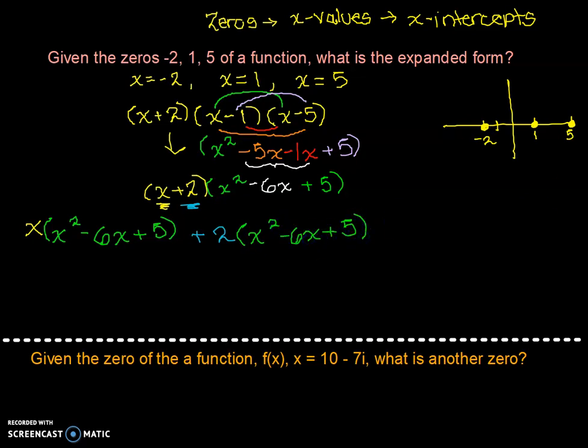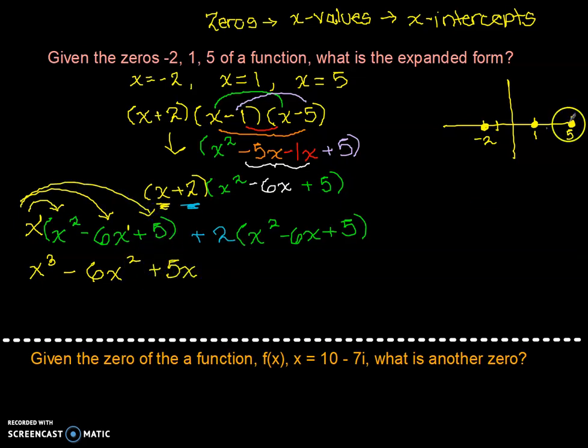Okay, so let's get started. We're going to distribute. Remember, this is x to the first power. Anytime you don't see an exponent with x, it's technically x to the first power. So x to the first power times x to the second power would give me x to the third power. When I multiply like bases, I add their exponents. x times -6x would give me -6x squared. x times 5 would be 5x. And then distribute the 2. 2 times x squared would be 2x squared. 2 times -6x would be -12x. And 2 times 5 would be 10.